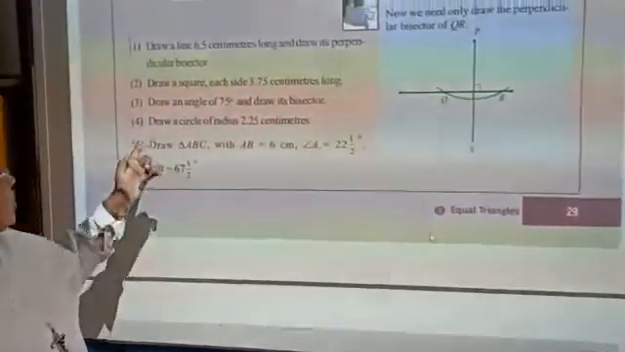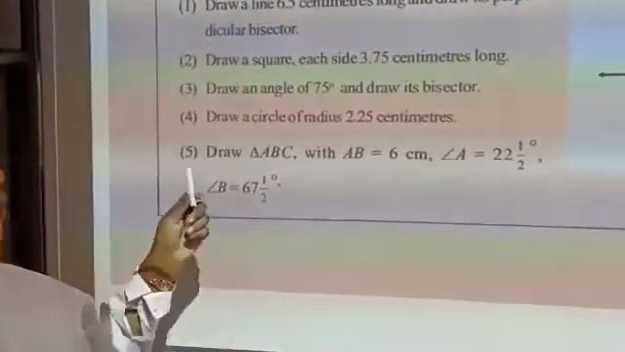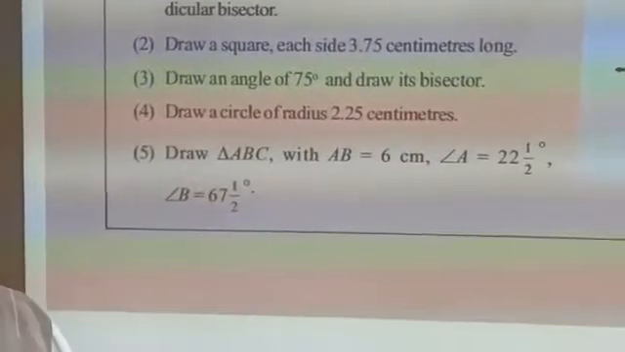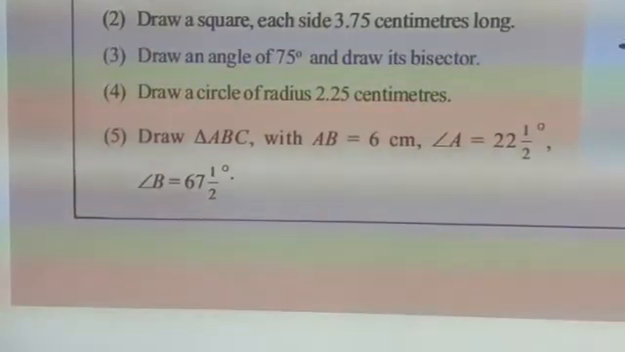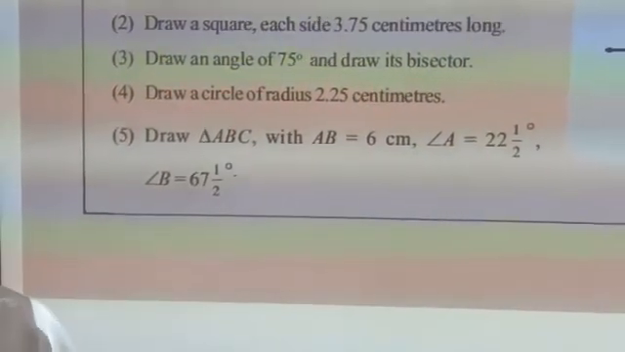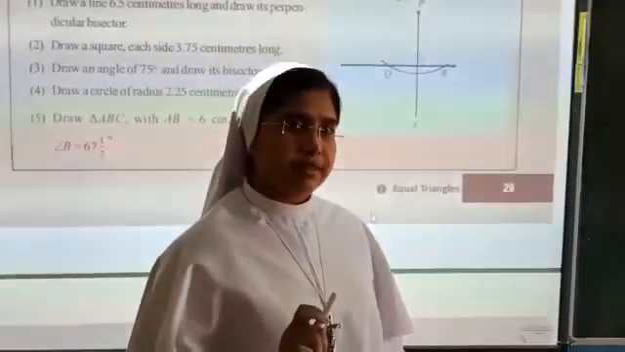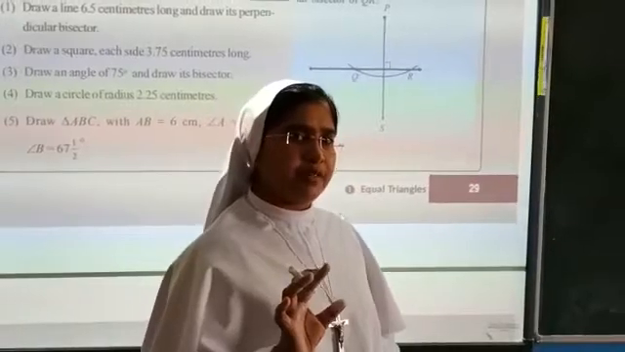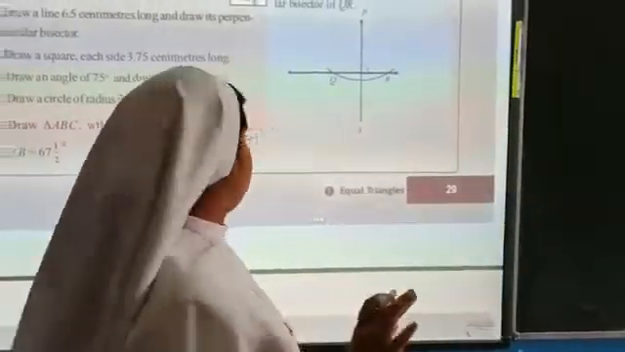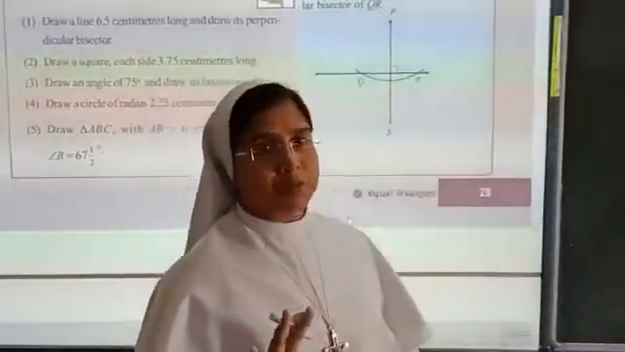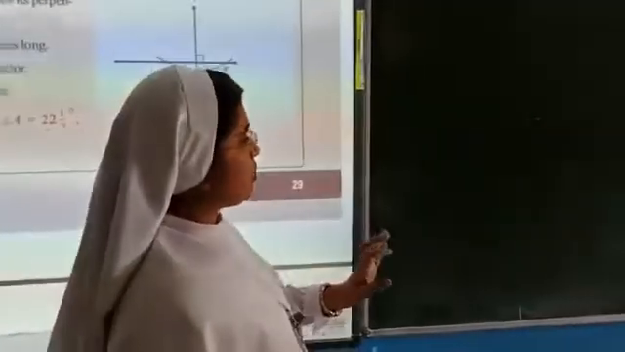Yes, dear students, today we are going to solve the next problem from the textbook. You can see the problem here. The fourth problem: draw a circle of radius 2.25 centimeters. The question is, draw a circle. What is the centimeter given? 2.25. That is the radius of the circle.